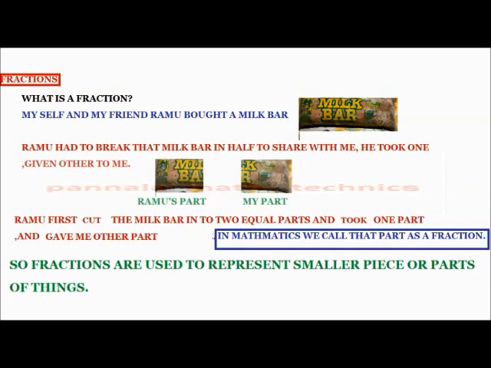Myself and my friend Ramu bought a milk bar. Ramu had to break that milk bar in half to share with me. He took one, and gave the other to me. Ramu cut the milk bar into two equal parts and took one part and gave me the other one. In mathematics, we call that part a fraction. So fractions are used to represent smaller pieces or parts of things.